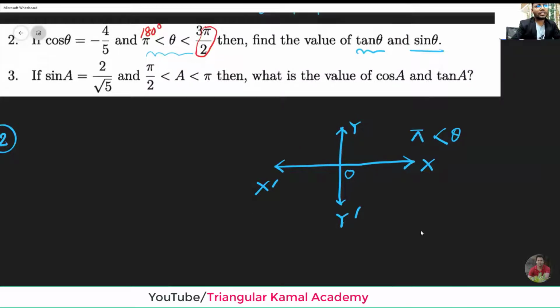greater than pi, that means greater than 180, less than 3 times pi by 2, or 3 pi by 2. Pi by 2 means 90 degrees. So now in this condition, this one will be in the third quadrant. So now you can draw this is the first quadrant, this is the second quadrant, this is the third quadrant, and this one is the fourth quadrant, always anti-clockwise. So now pi means 180. If we start the counting from here, 90, 180, to 270. That means 3 times pi by 2 means 270. So in the third quadrant.